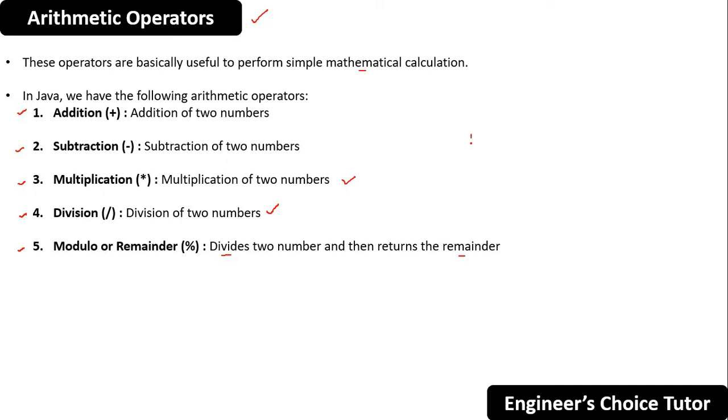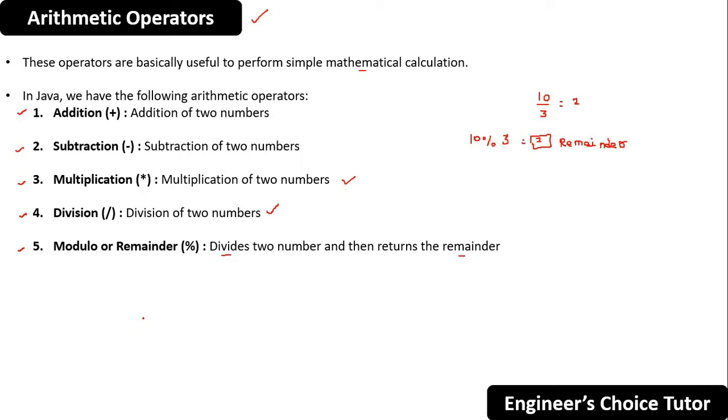See, the modulo operator. I have here 10, then the percentage sign, then 3. So tell me, when you divide 10 by 3, what will be the remainder? 1, right? So in this case, you will get 1 as the output. It returns the remainder. I hope this is clear to you. So these five operators we will cover.